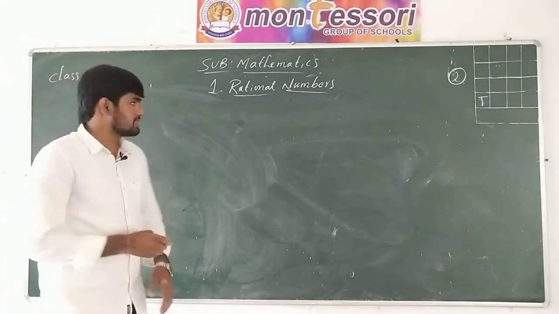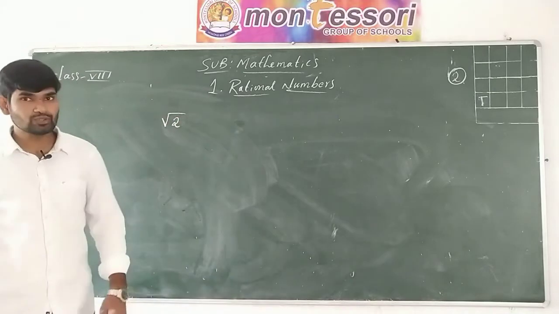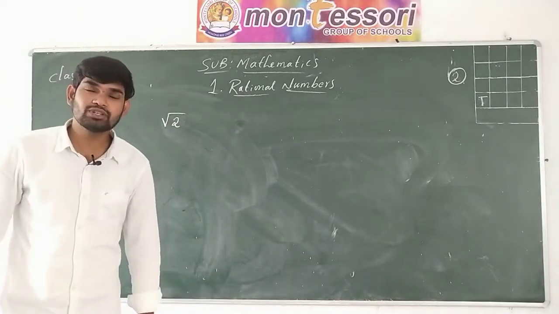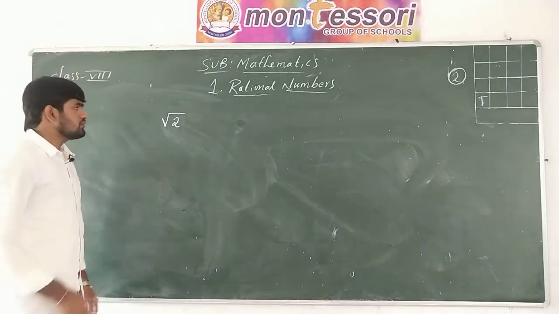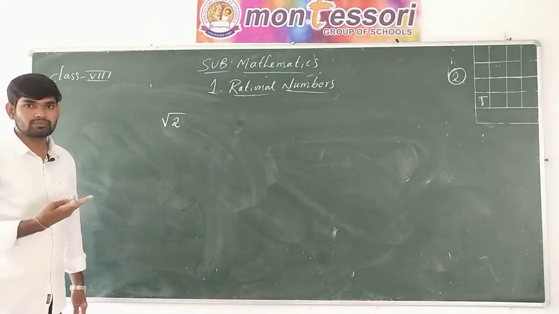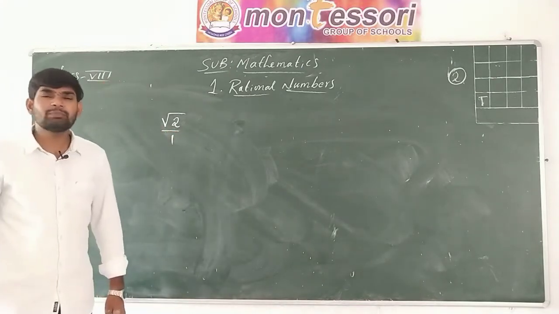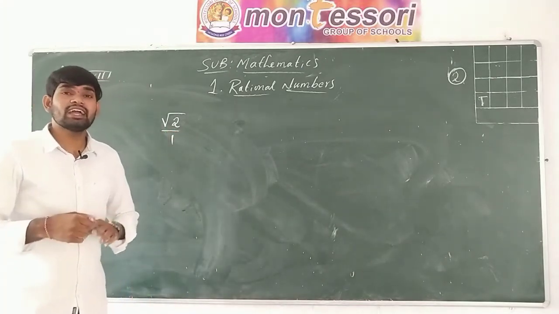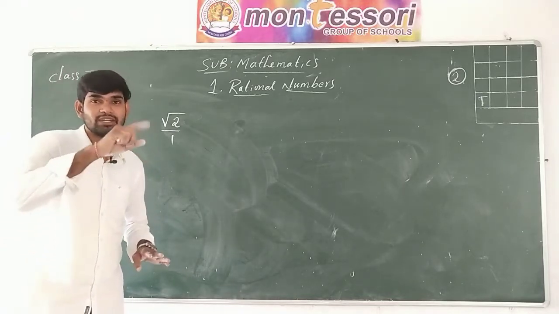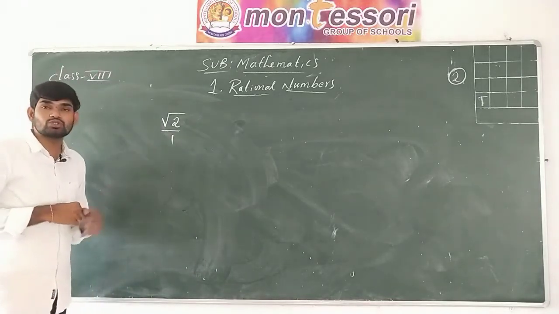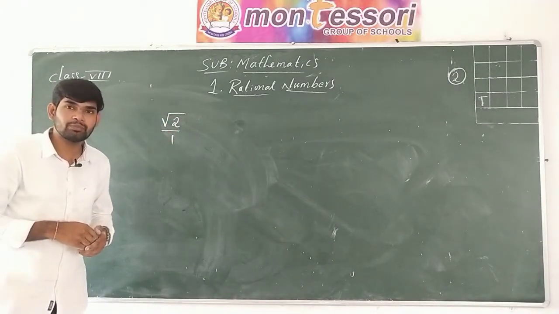Let us see one more example. Root 2. Now what is root 2? Square root 2. Is square root 2 a rational number? If you say yes, how? Let us see. We can write root 2 as root 2 by 1. In the previous examples I said that every natural number, every whole number, every integer we can write in the form of p by q by writing it with the denominator 1. So root 2 we can write as root 2 by 1. It is in the form of p by q, no? We can say directly it is a rational number, no?